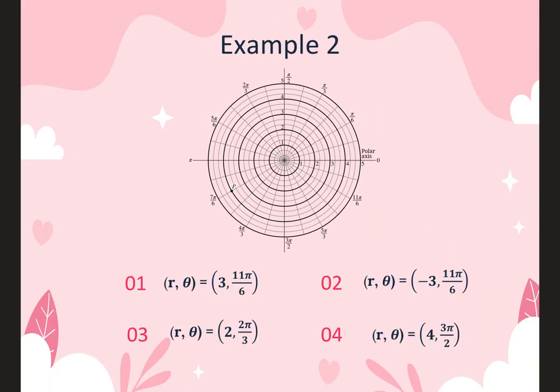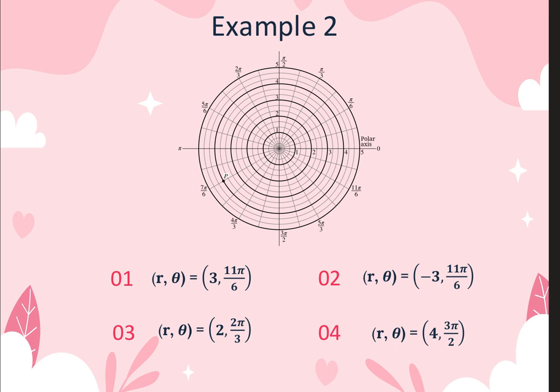All right, so let's plot these points. You plot all those points, and then I'll check back in. Plot and label. All right, so (3, 11 pi over 6). I'm going to go to 11 pi over 6, which is here. Go to the third ring. That would be number 1. Okay, (-3, 11 pi over 6). Instead of going towards 11 pi over 6, I'm going the opposite direction, which would be 5 pi over 6. This would be number 2.